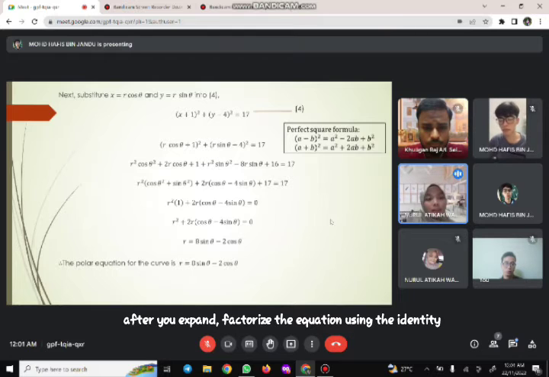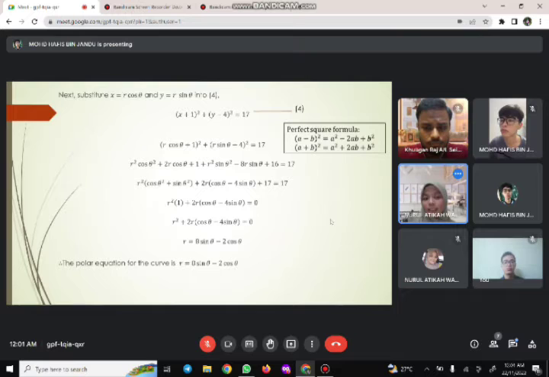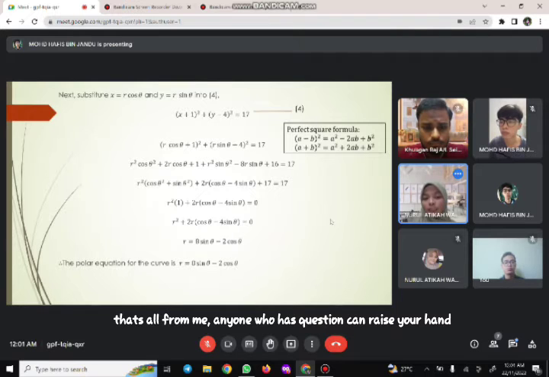After you expand, factorize the equation using the identity. And lastly, you will get the polar equation for the curve, which is r equal to 8 sin theta minus 2 cos theta.